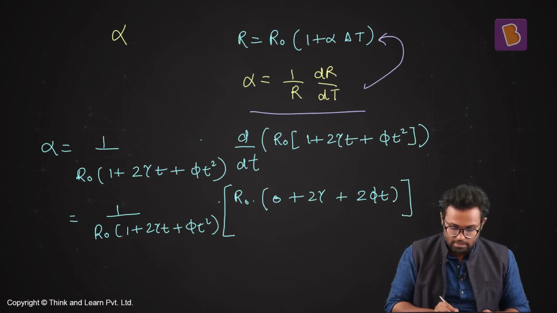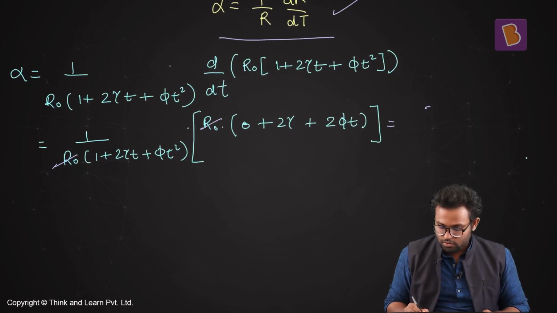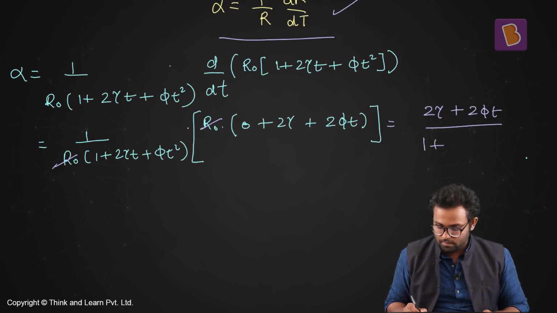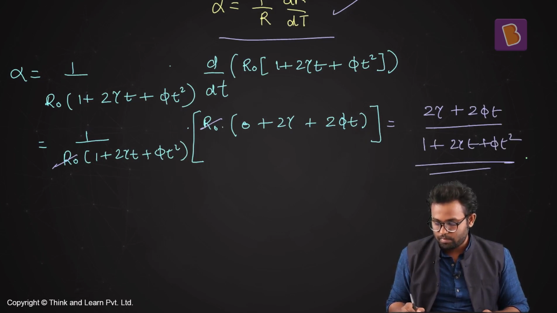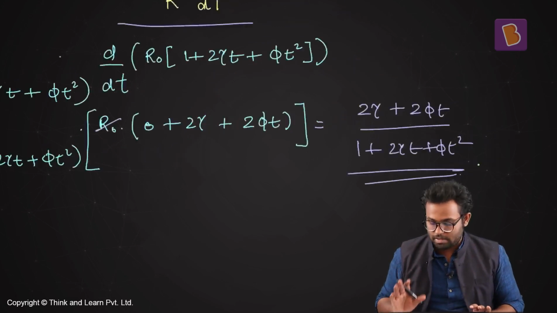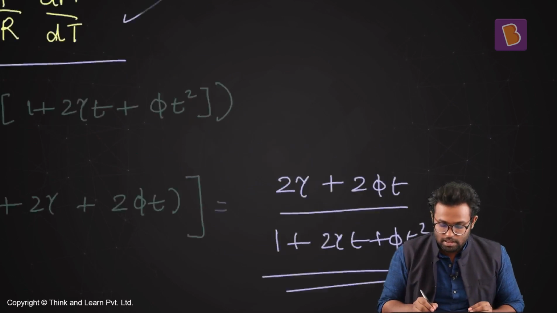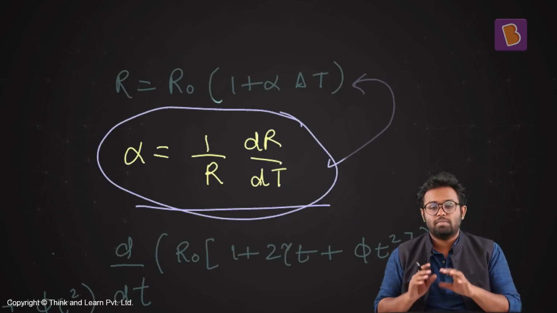R0 and R0 would get cancelled. So this expression would become 2 gamma plus 2 phi t upon 1 plus 2 gamma t plus phi t square, and that's it. In a matter of seconds you can solve this problem, and this is the right answer. So all this problem wanted to check is whether you know the general expression for the temperature coefficient of resistance.